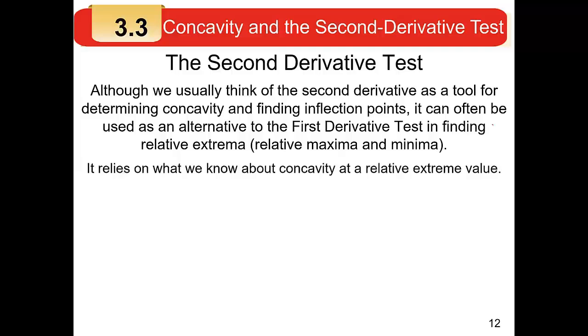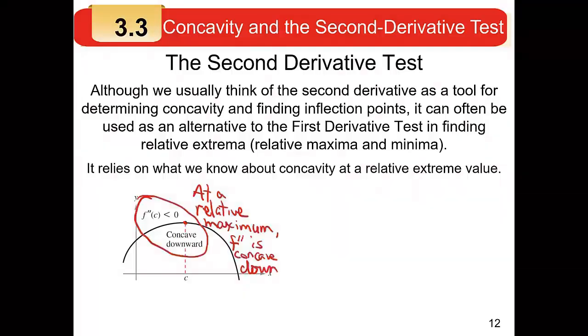It works because if you think about what we know about concavity at extreme values, think about it a minute. If you've got an area of concavity downward, any relative extrema there is going to be a maximum because it's spilling water there. It's kind of like an upside down cup. It would spill water. That's a maximum. So anytime you have a relative maximum, if you check the concavity there, it should be concave down. It should be spilling water.